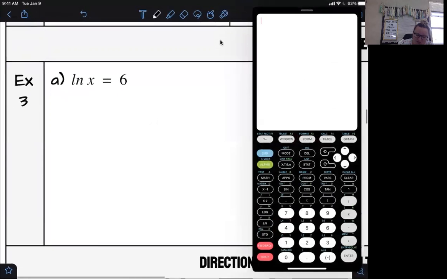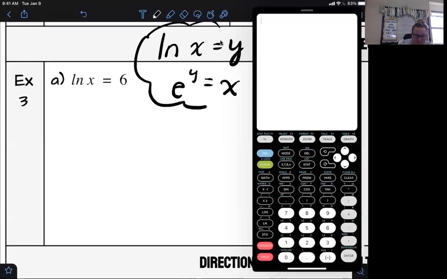I think I did. So if you have the natural log of, let's say, x equals y, that can be rewritten as e to the y equals x. Just like we did with our other types of logs, you can rewrite it in exponential form. So this guy is base e. This is e to the 6th equals x.